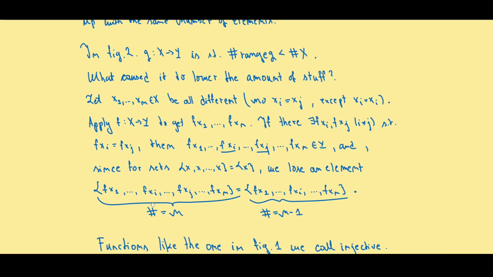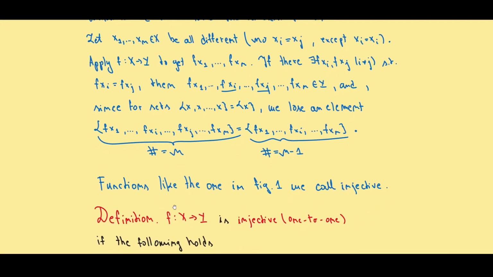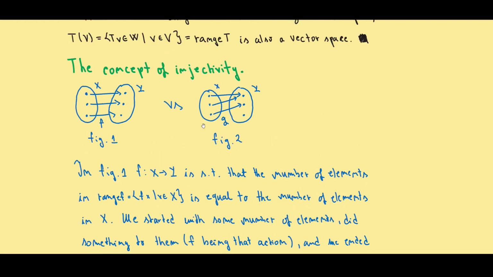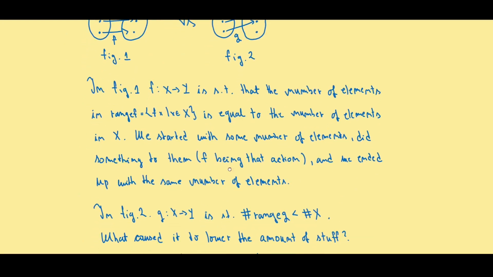So we lose an element when we plug this list into the set. The set sees, oh, these two are the same, so it gets rid of one of them, so we just get this. So here we had n, and here we have n minus 1. Functions like the one in figure 1 we call injective.